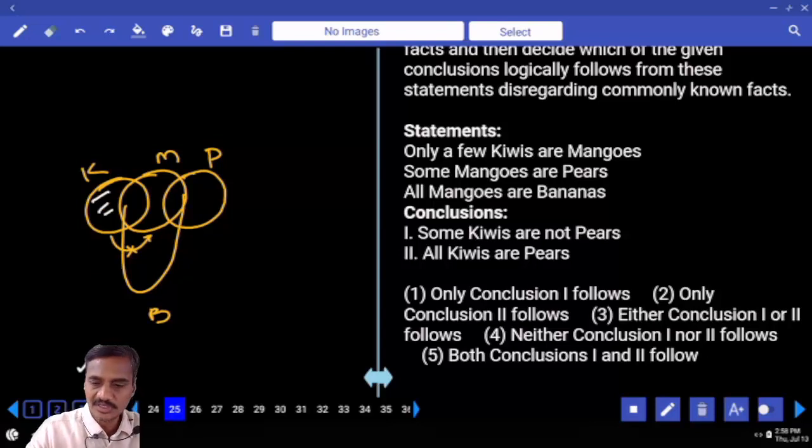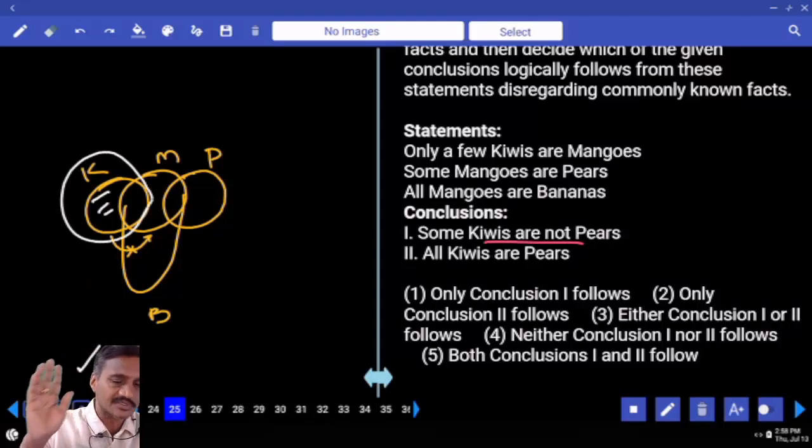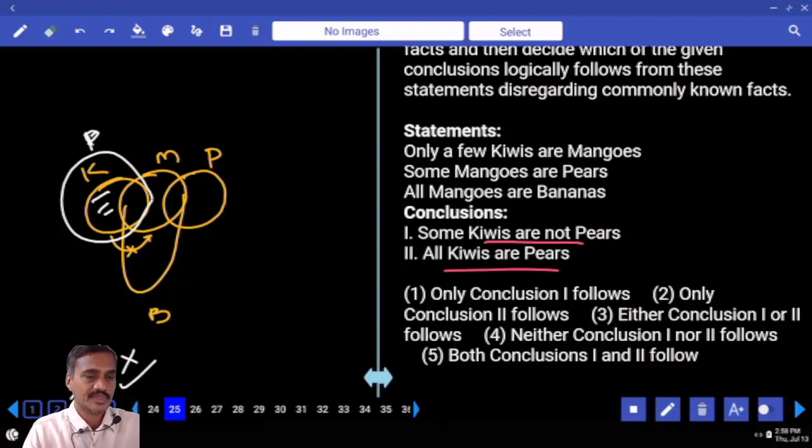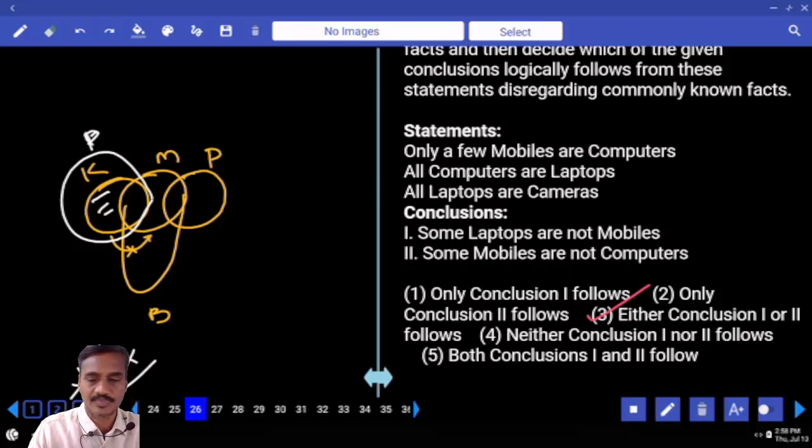And the next one, all kiwis are pears, that is false. Then the first one is a negative conclusion. To make this one false, I need to write all kiwis are pears. Yes, and so all kiwis are pears is true, and some kiwis are not pears is false. In the same diagram, all kiwis are pears has become true now. So what is your answer? Either 1 or 2. Choice 3, question number 25.